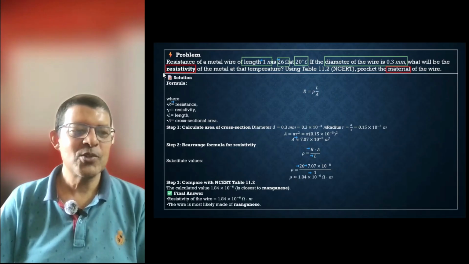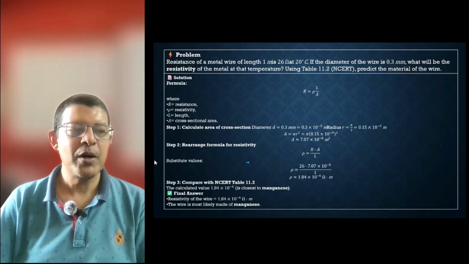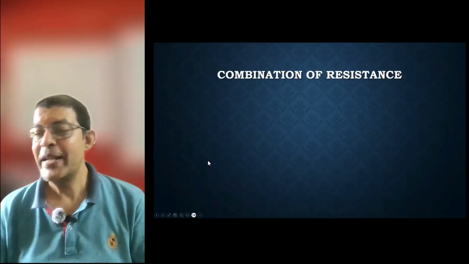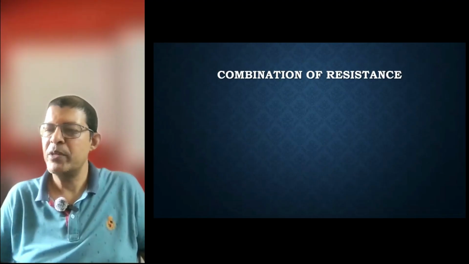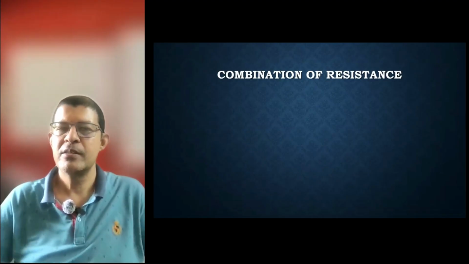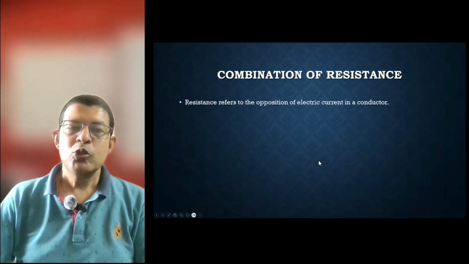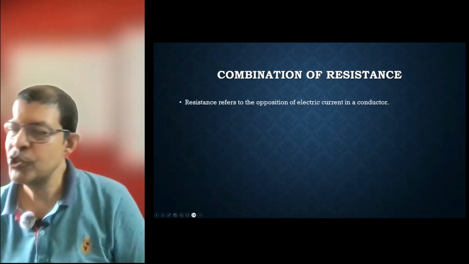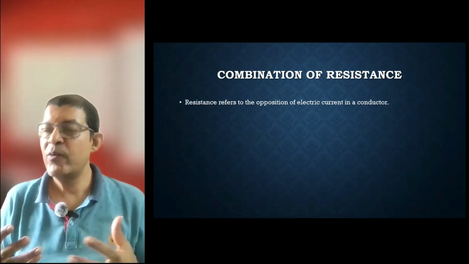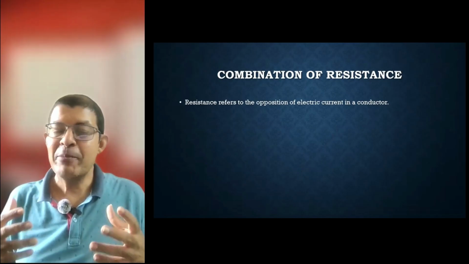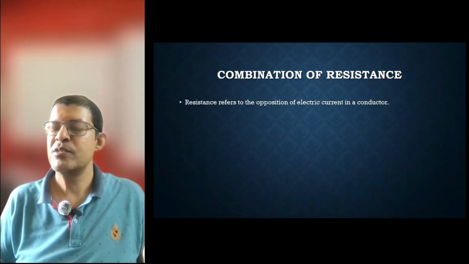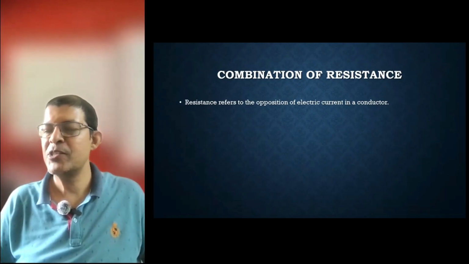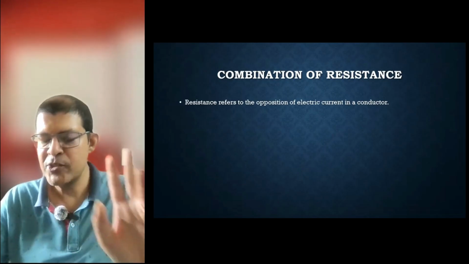Okay, let us wipe this off and proceed to the next part. Combination of resistors. Resistors can be used in different types of combinations. There are two combinations which we are going to study here. Resistance, as you know, is the opposition to the current. How effectively we can oppose it depends on how we form the combination of resistances. Whether it's a series combination or a parallel combination, these are the only two combinations you have in 10th standard.